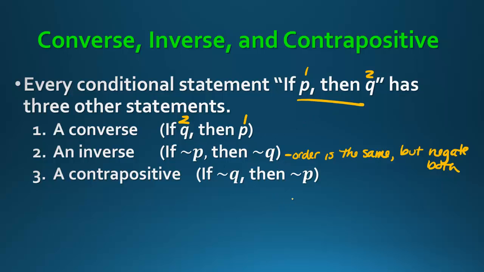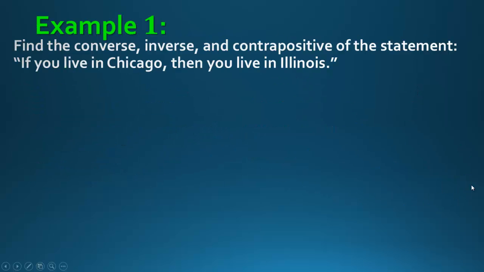And then for a contrapositive, you would flip the order, so reverse the order, then negate it. Okay? So let's take a look at this example. Find the converse, inverse, and contrapositive of the statement: If you live in Chicago, then you live in Illinois. So that's the initial statement.